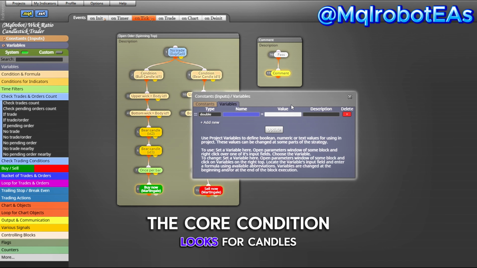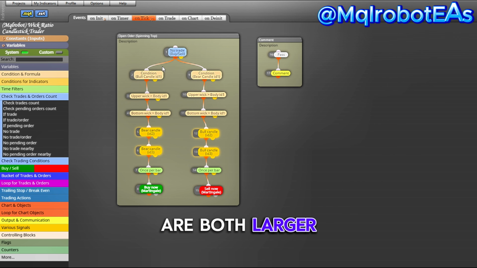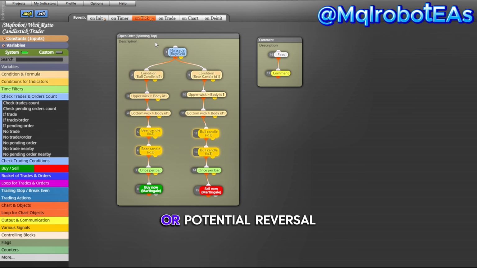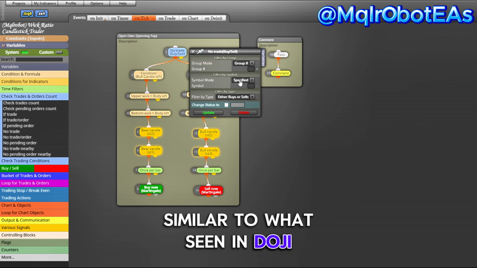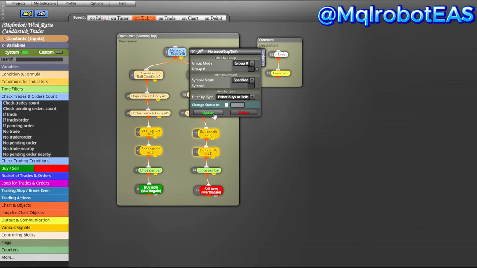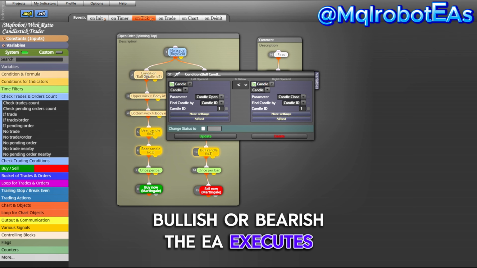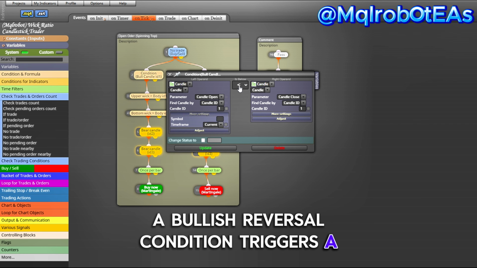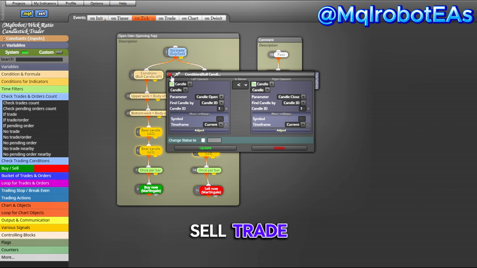The core condition looks for candles with long wicks, where the upper and lower wicks are both larger than the candle body. This typically signals indecision or potential reversal points in price action, similar to what's seen in doji or spinning top candles. Depending on the candle pattern, bullish or bearish, the EA executes trades accordingly. A bullish reversal condition triggers a buy trade. A bearish reversal condition triggers a sell trade.